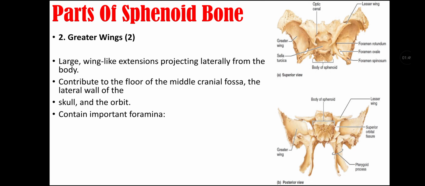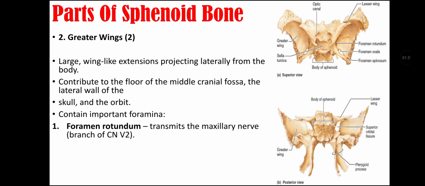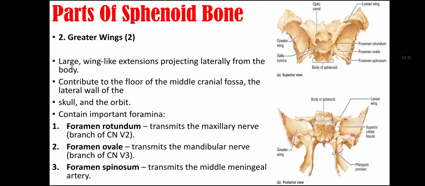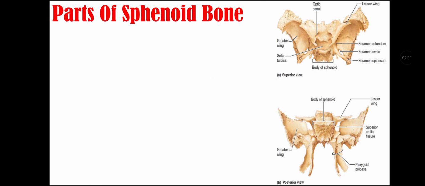They contain important foramina including foramen rotundum, foramen ovale, and foramen spinosum. Foramen rotundum transmit the maxillary nerve, that is branch of maxillary division of trigeminal nerve. Then there is foramen ovale that transmit the mandibular nerve, that is branch of trigeminal nerve. Then there is foramen spinosum that transmit the middle meningeal artery.